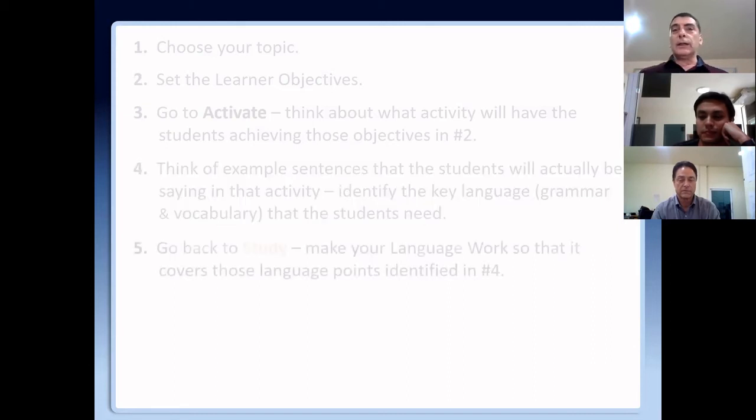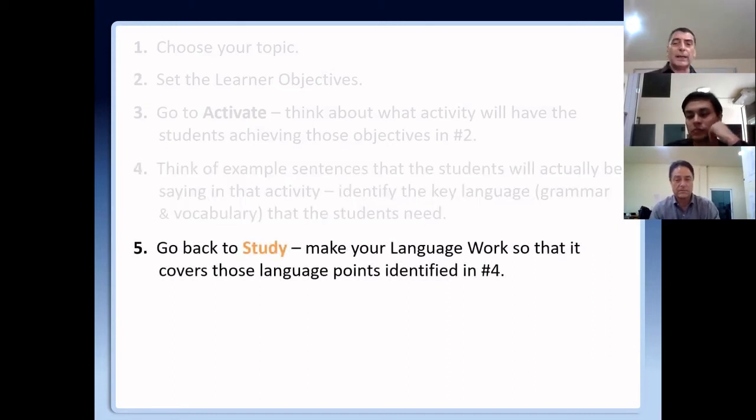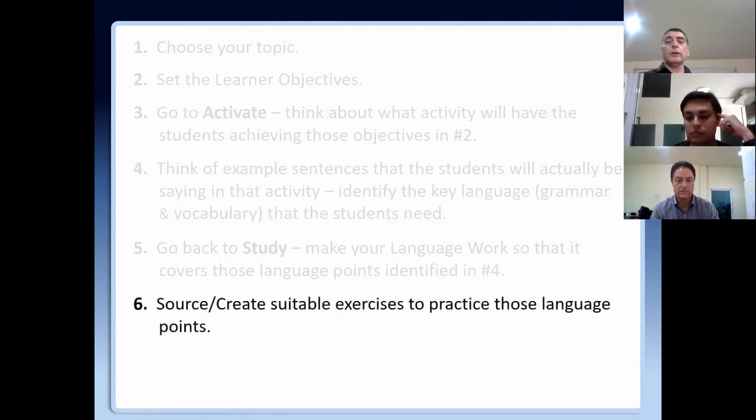Having done that, you can then go back into your study stage. As we mentioned before, the study stage consists of two broad areas. One is your language work, and the other is the practice exercises. And so you need to set your language work. Having identified the language points for the lesson, you can now make sure that your language work covers those particular language points. And then, of course, we need to go to those practice exercises. You can either find or make your own practice exercises that will practice those particular language points.